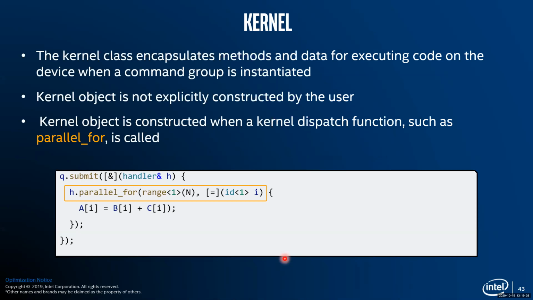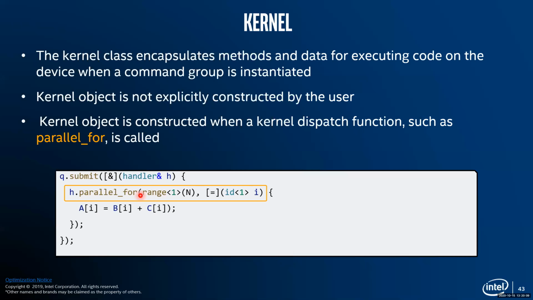So this is the kernel class, and as I was talking, once you submit the q.submit and the kernel class, it encapsulates the methods to actually send the work in the kernel. Actually, we call the work to be offloaded the kernel. So this kernel class encapsulates the methods to send, using the parallel for method, to offload to a device.